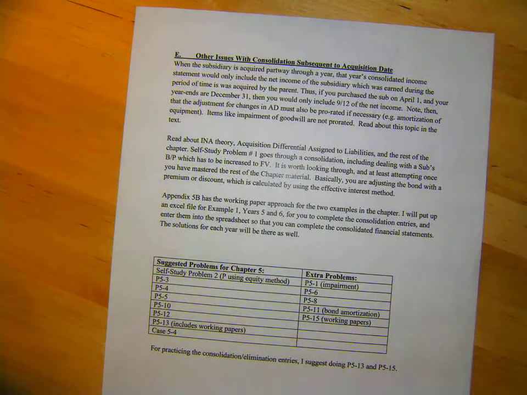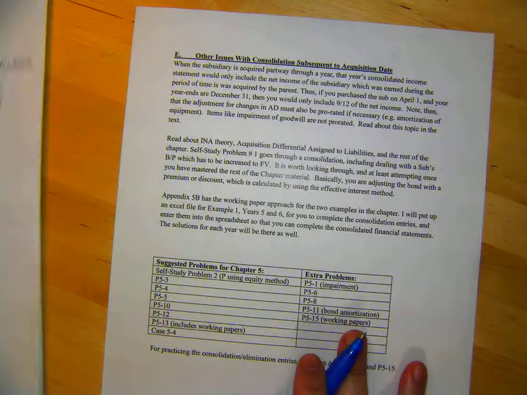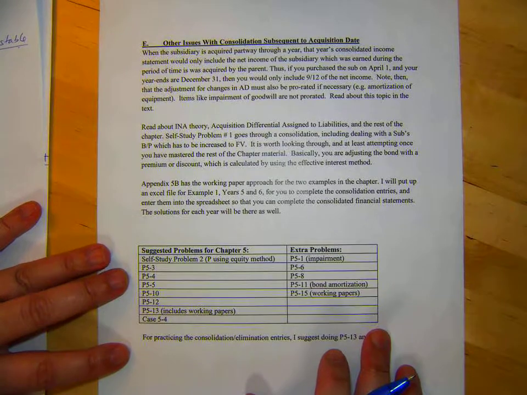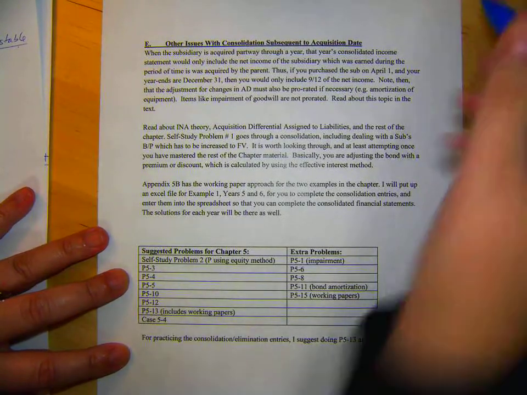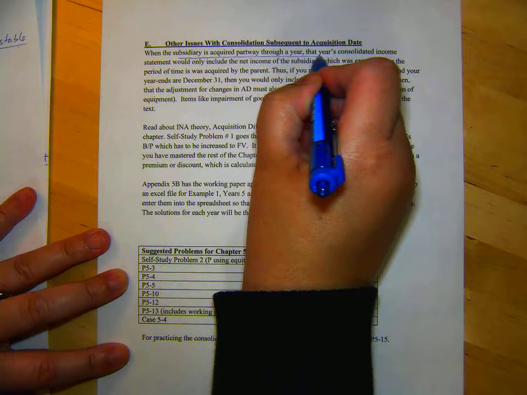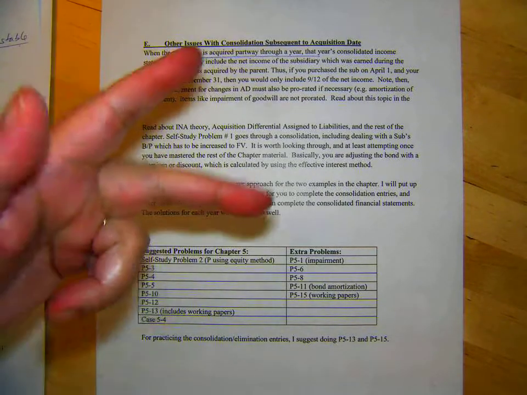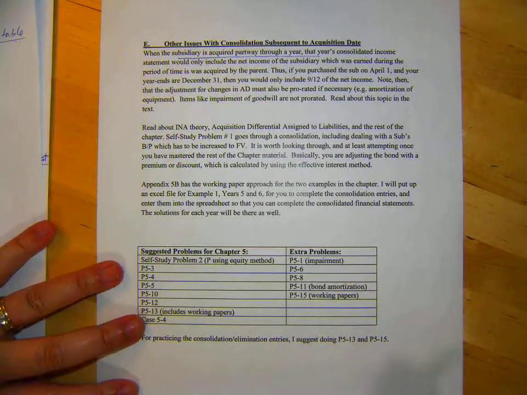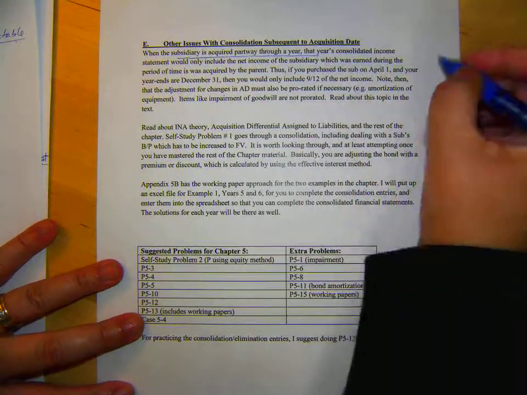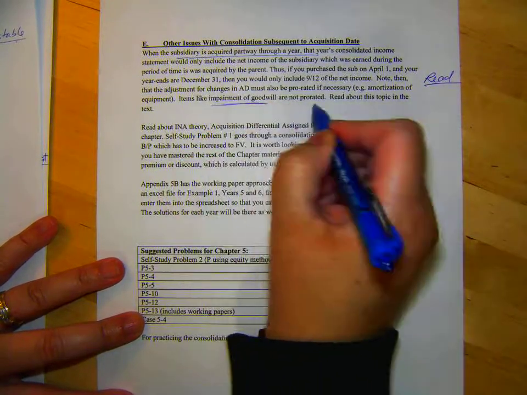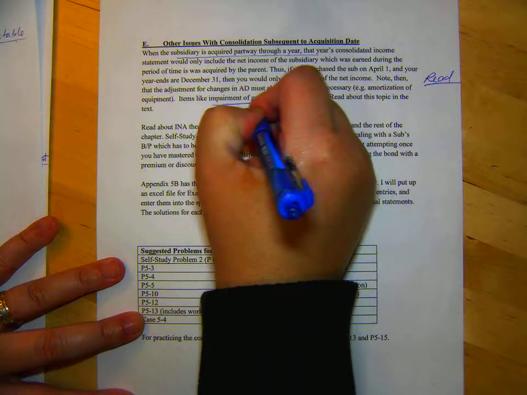Now, other issues. Subsidiaries acquired partway through the year. Let's say you acquired it in August. You could only claim their net income and add it to yours for August, September, October, November, December, 5 months. Okay? So you have to prorate. Impairment is not prorated, but amortization is.